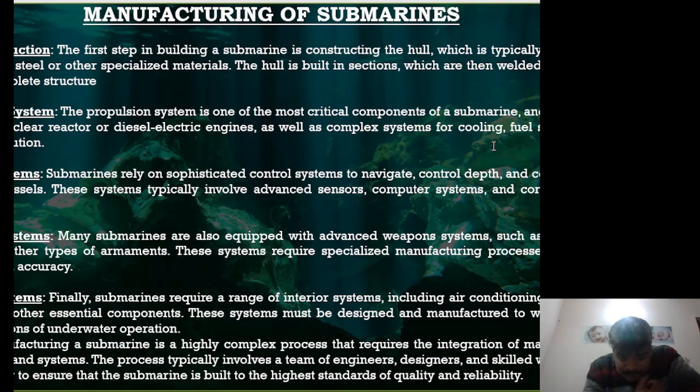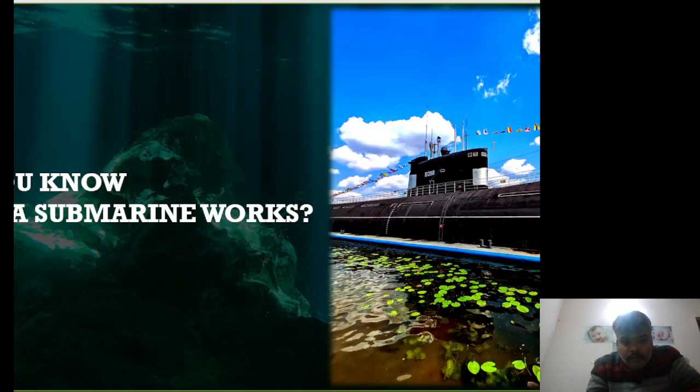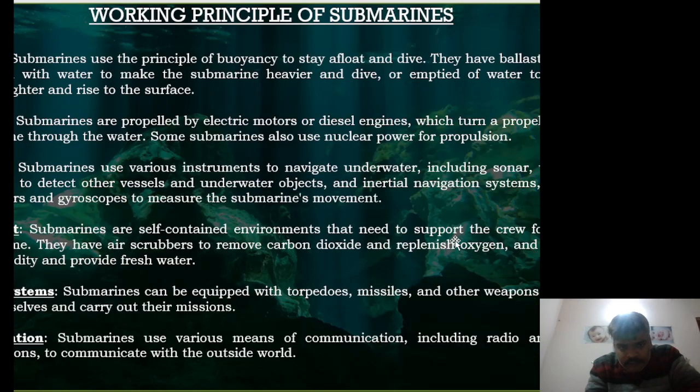Overall, manufacturing a submarine is a highly complex process that requires the integration of many different technologies and systems. The process typically involves a team of engineers, designers, and skilled workers who work together to ensure that the submarine is built to the highest standard of quality and reliability. Do you know how a submarine works? Here is the underwater figure, and this is the over the water figure of the submarine.